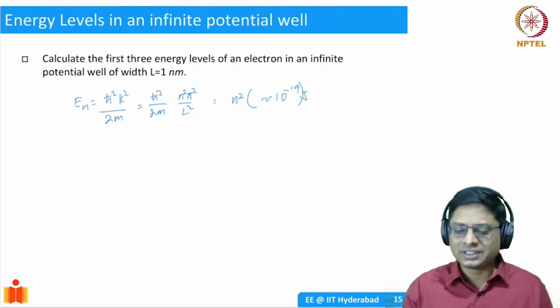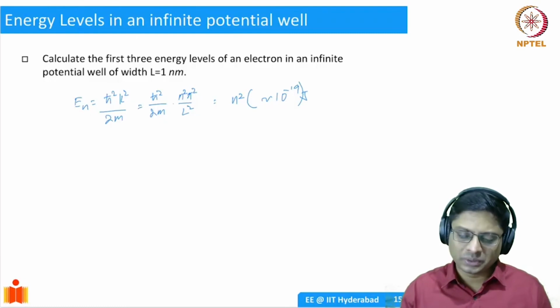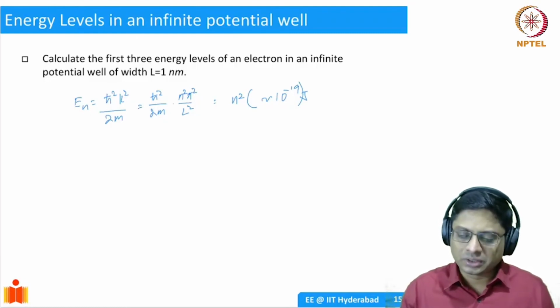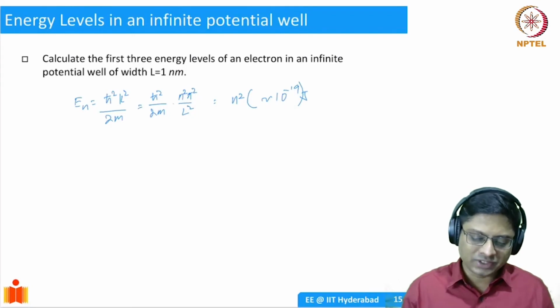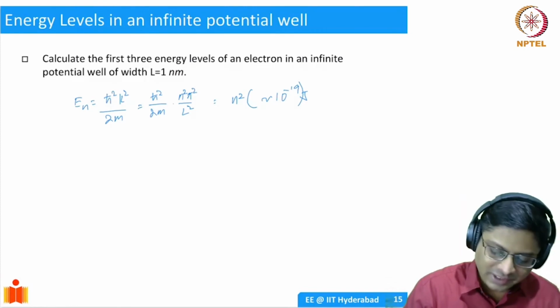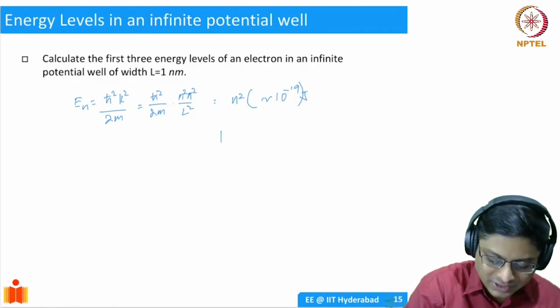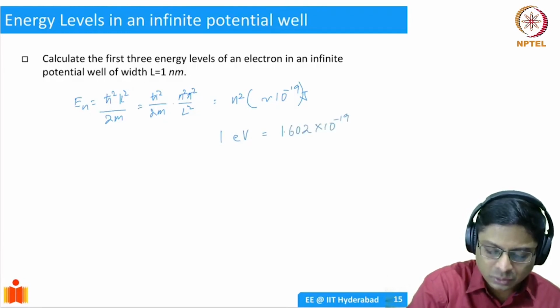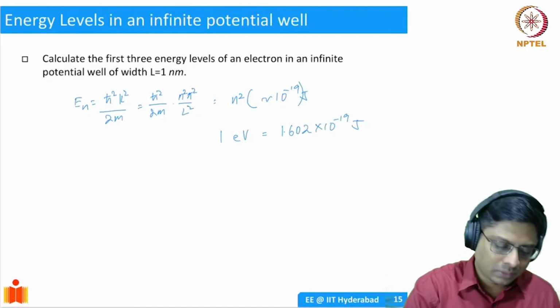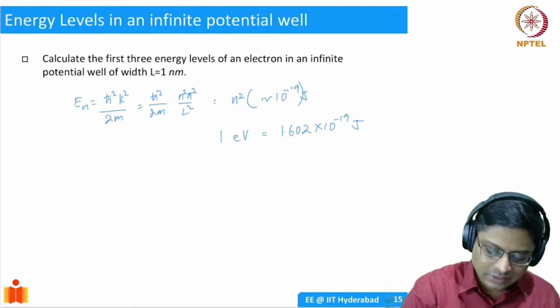So this is not a very convenient thing. So what we do is we try to compute energy, we try to give energy in units of electron volts. Basically the way we define that is 1 electron volt, which is again another unit of energy, equal to 1.602 into 10 power minus 19 joules. Okay, we use this. So please make note of this.